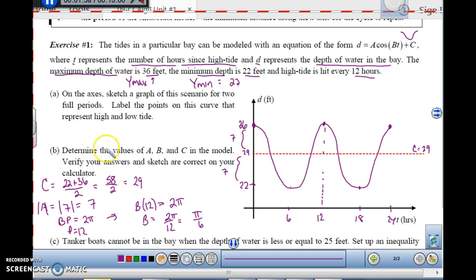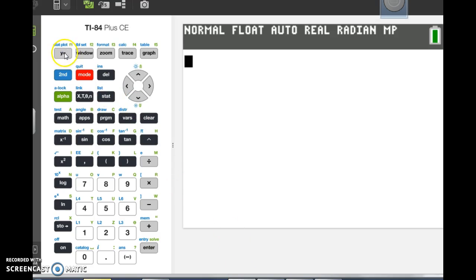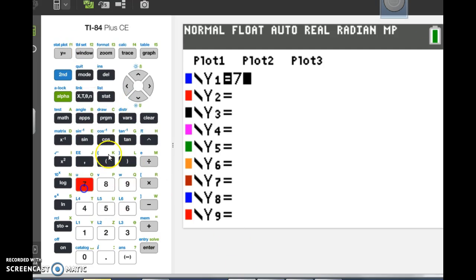Let's see if we can write our equation. Our equation, I'll put it up here. D is equal to A, which was 7, cosine of pi over 6 t plus 29. So let's put this on the calculator and make sure that this is what we ended up with when we did this. Okay, so y equals, let's put in our equation, 7 cosine pi over 6 x, and we're going to use x for t, plus 29.